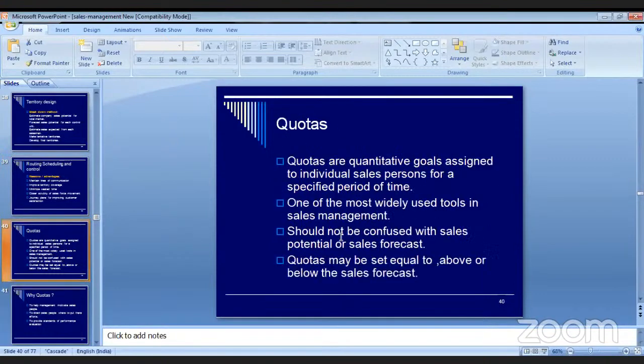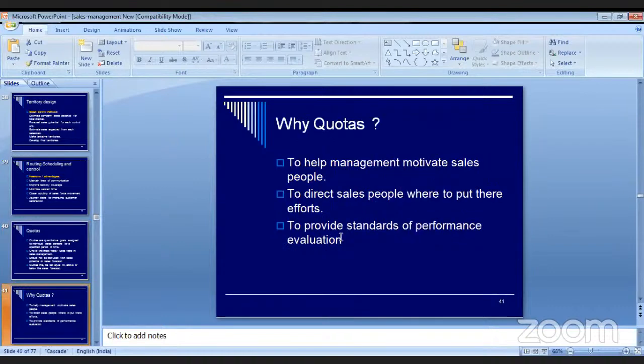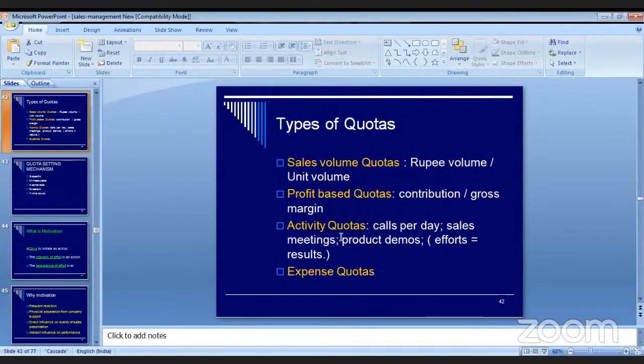So this is quota setting. We set quotas on different bases, so there are different types of quotas: the sales volume quota, profit based quota, activity quota, expense quota. Let me start with the sales volume quota. Take the example that sales volume means you are working at Hyundai, selling the Venue. Sales quota on the basis of volume: you have to sell 5 Venues this month. It is fixed; a unit volume is given.